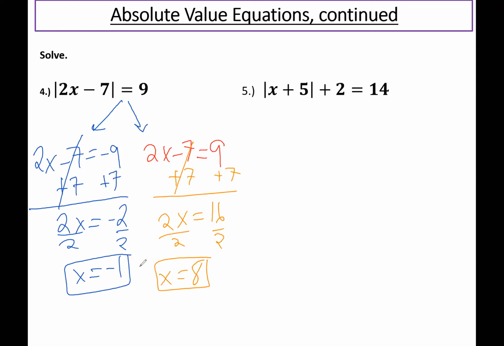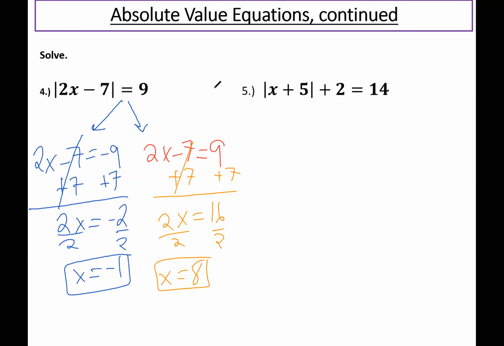It's not like +8 and -8 or +1 and -1. They're totally different numbers because this is a much more complicated problem than the previous ones. So you might get one negative and one positive, or you might get both positive or both negative. There's really not necessarily a pattern.